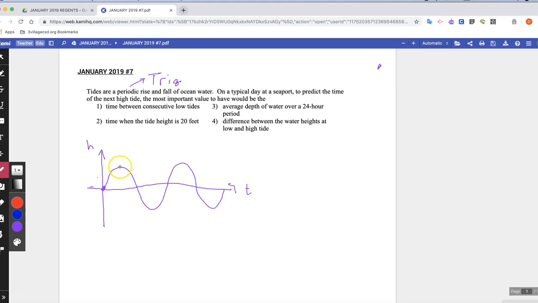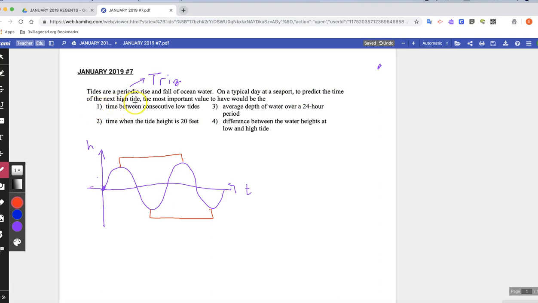But another way to look at the period is to look from a high point to another high point, that length would also represent the period. That should also be equal to the distance from one low point to another low point. So the period, again, is how long it takes for our graph to repeat itself, and that's the key feature that would help us determine the time of the next high tide.